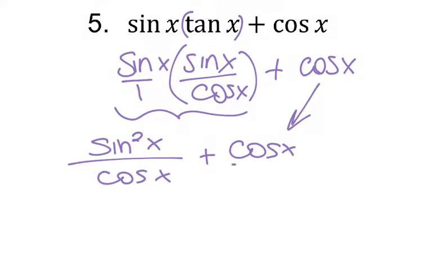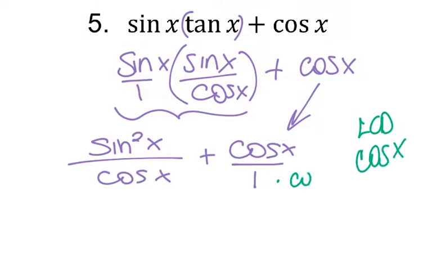But I'm going to go ahead and place that over 1 because what I'm about to do is combine these two fractions. Now I'm going to have to make sure that I have a common denominator. It looks like the LCD, the least common denominator, is going to be cosine x. So I'm going to go ahead and multiply this second fraction by cosine x over cosine x. And let's go ahead and multiply those together.